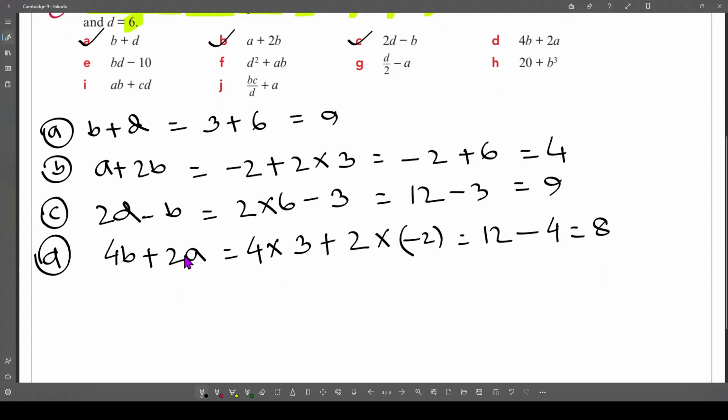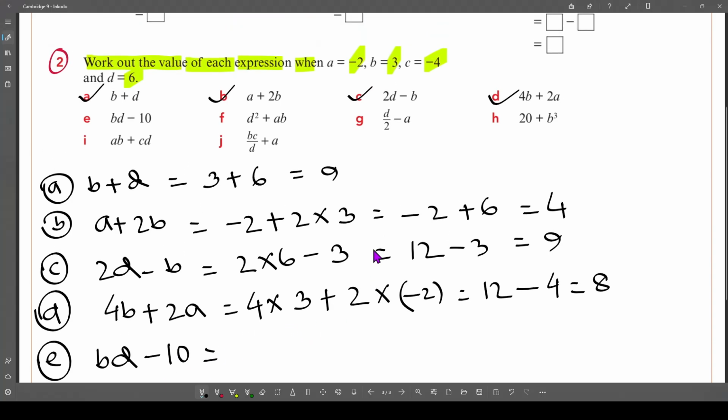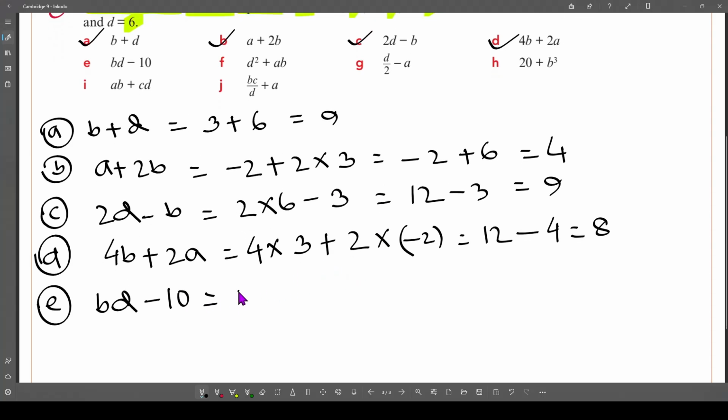So number D done. Now number E, bd minus 10. b means 3 times d means 6, minus 10. So 3 times 6 is 18, minus 10, then 18 minus 10 is 8.